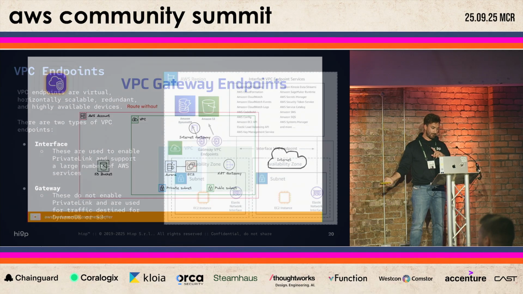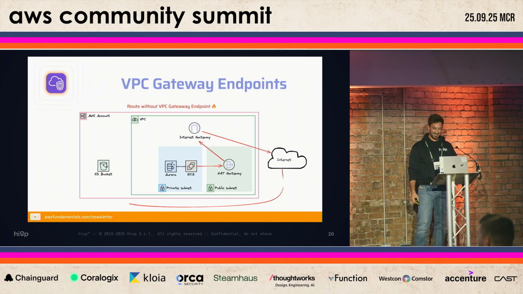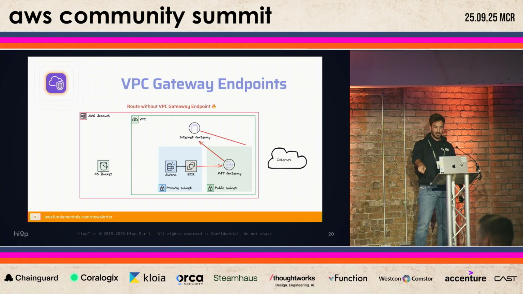Because usually what happens, and thanks to the AWS Fundamentals guy for this nice diagram, you can see that when you call an S3 bucket or DynamoDB, you are always going through the NAT gateway, if you are on the private subnet, then the internet gateway, the internet, and you go to S3. But if you use a gateway endpoint, you can see you can go directly to the S3 bucket.